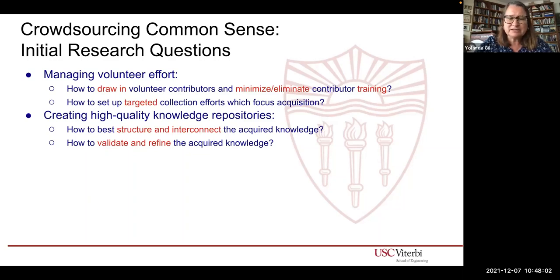How can we best structure and organize the knowledge? If you acquire piecemeal knowledge from volunteers, then how can we make sure that it amounts to interconnected structures that we could use? And then finally, how do we validate and refine the acquired knowledge? And I'll come back to add more challenges at the end of the talk.